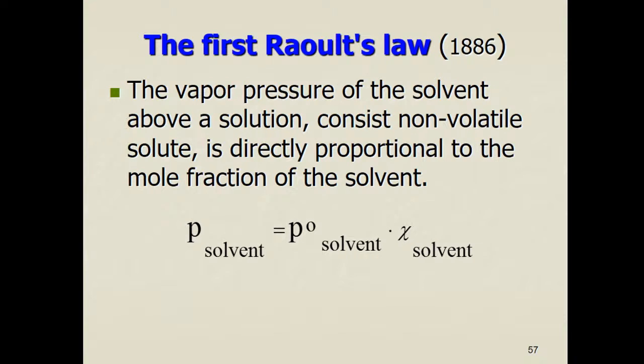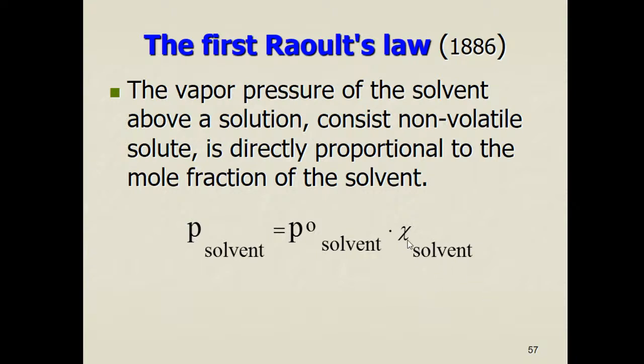Mole fraction is a way of expressing concentration. The mole fraction of the solvent is equal to the number of moles of solvent over the sum of the number of moles of all solution components. That means if there is one solute, the denominator is the number of moles of solvent plus the number of moles of solute. There are no units for mole fraction. And please, this symbol is not X, it's the symbol known as chi.